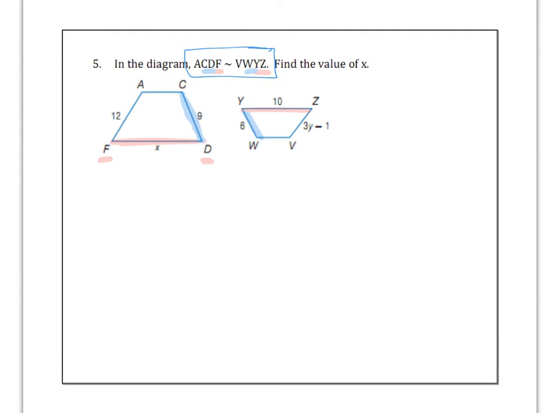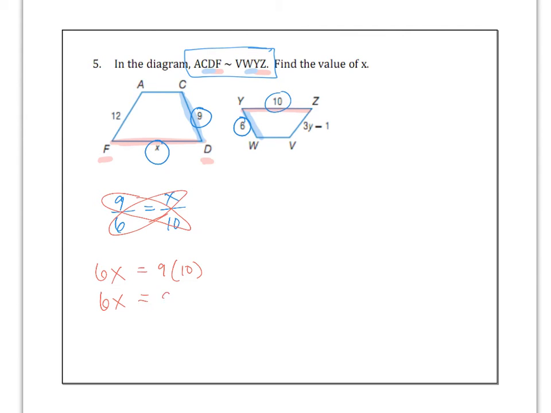We can do something like the 9 over the 6 equals the x over the 10. So you have to go like left over right equals left over right. And now you have a proportion, and we know how to solve proportions. We cross multiply. 6 times x is 6x, and 9 times 10. So 6x equals 90. Divide by 6, and x equals 15.